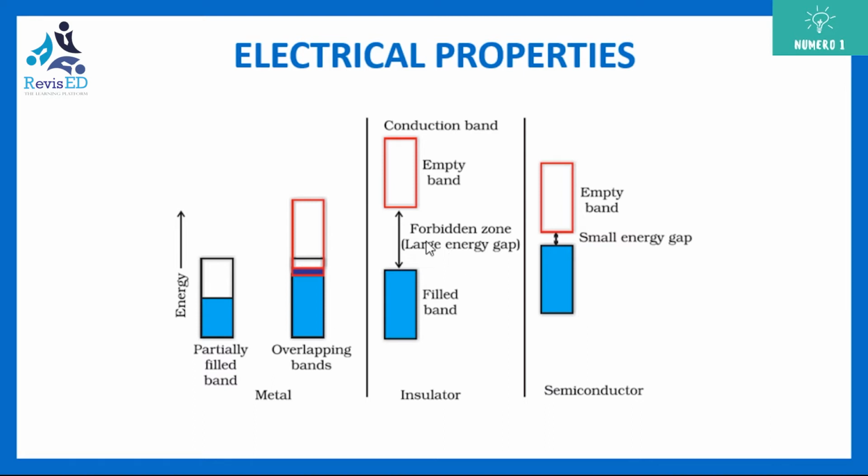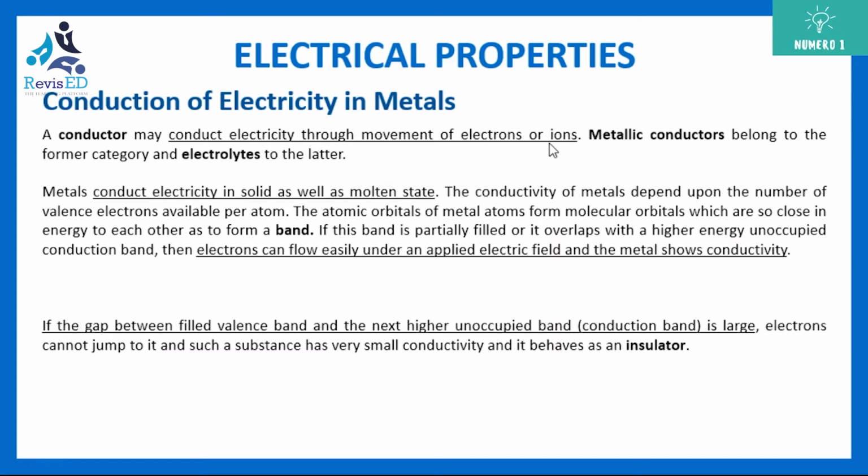electricity. Also note that the large energy gap, or the forbidden zone, is the area where no electrons are found. Okay, so in order to conduct electricity, the electron has to be in the conduction band, that is this red mark here. Okay, going ahead. So everything I explained here is about conductors.